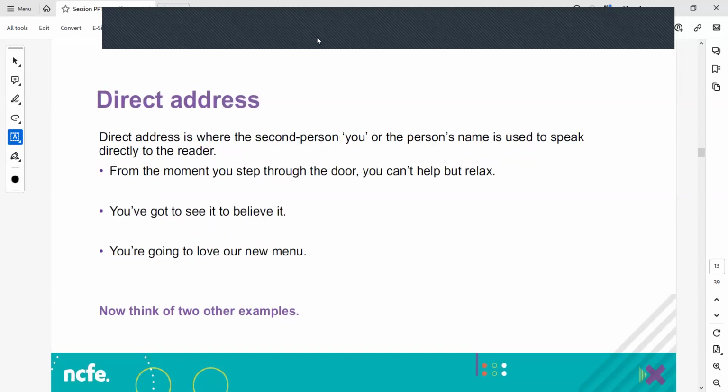Direct address is where the second person, you, or the person's name is used to speak directly to the reader. From the moment you step through the door, you can't help but relax. You've got to see it to believe it. You're going to love our new menu. Can anyone give us any other examples using direct address?